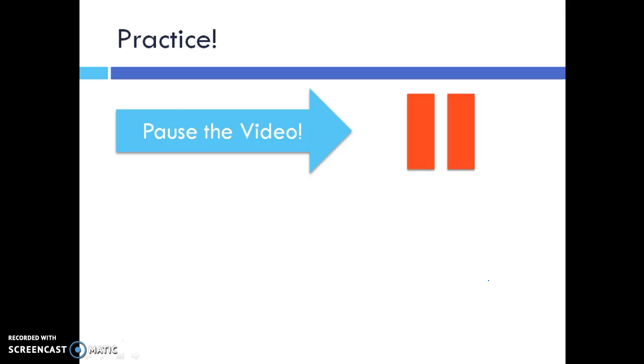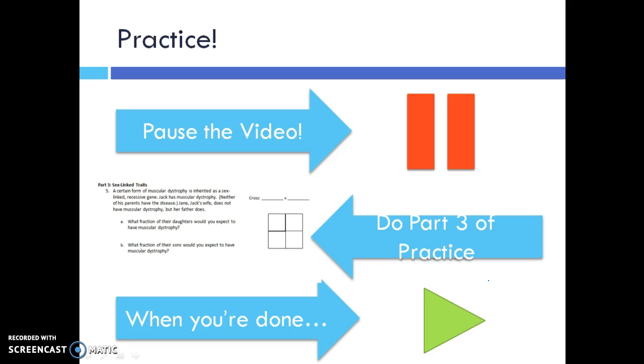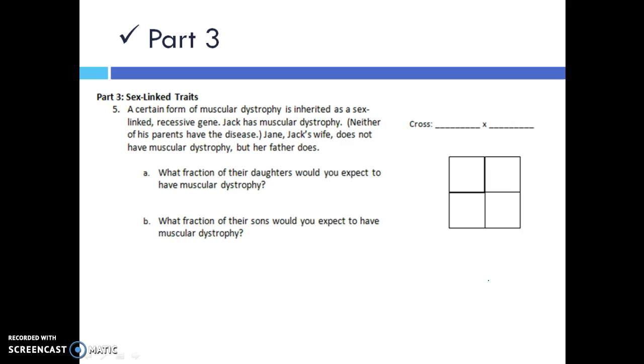Here you can pause the video, and you're going to do part 3 of your practice handout. You've got a cross with a sex-linked trait. When you are done with part 3 of your practice, go ahead and play the video again and check your work. Alright, so you are done now with part 3.